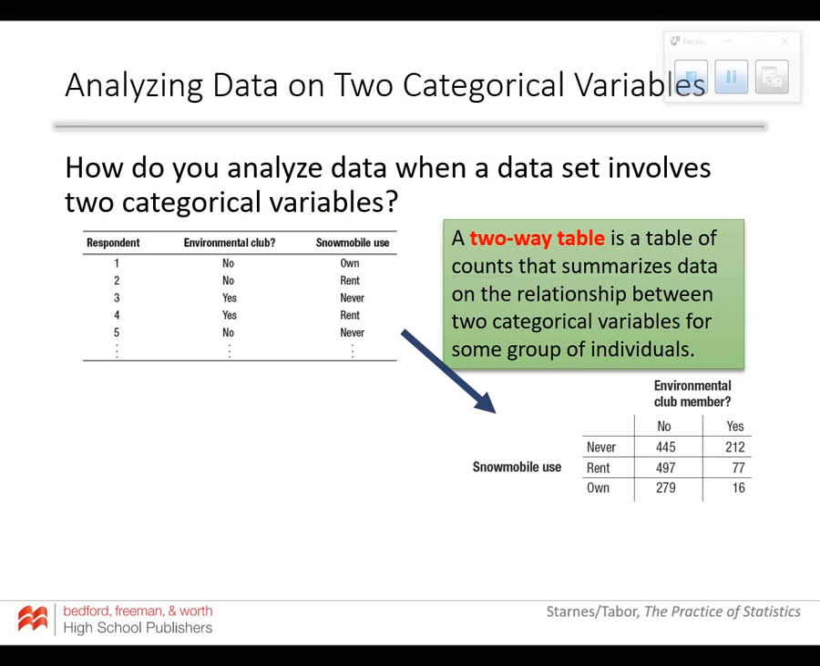And so that table might look something like this. Obviously there's a dot, dot, dot at the end. So they added up all the ones who said never and that were in the no group for being in the environmental club, and we would get 445, and so on. Does that make sense? One of the things I would encourage you to do, and I think I did it on your paper for you, is total those up. Give the total of no's, the total of yeses, and the total of nevers, rents, and owns.